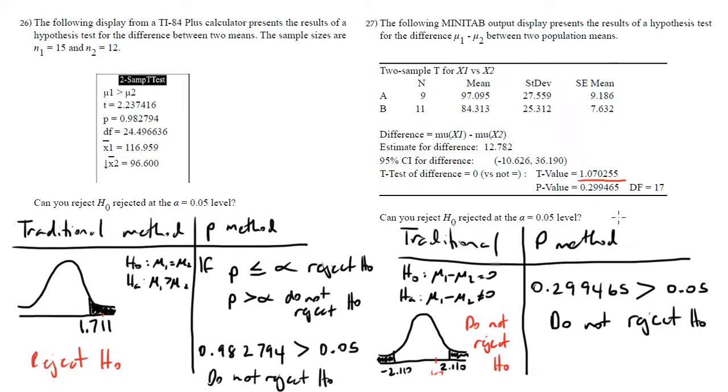So can you reject H sub 0? No. Can you reject H sub 0? I don't know. You'll tell me if you think you know, or if you do know.